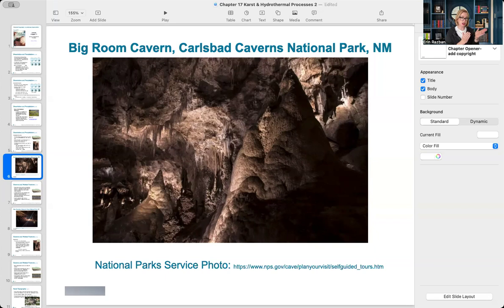So what you're seeing on the screen here is the Carlsbad Caverns in New Mexico, one of the world's most spectacular cave systems. I personally have never been there, but I would love to go. I will say it seems to be out in the middle of nowhere. But if you find yourself there, I would think it's definitely worth a visit.